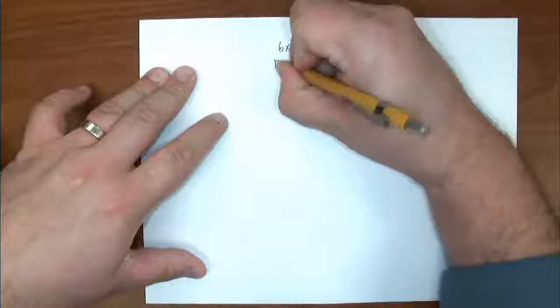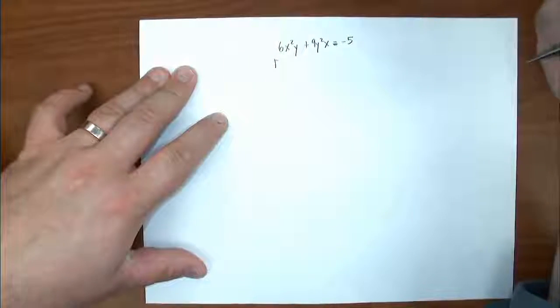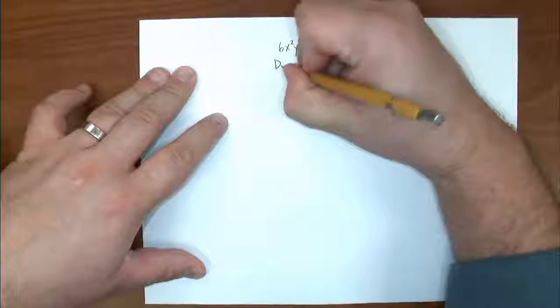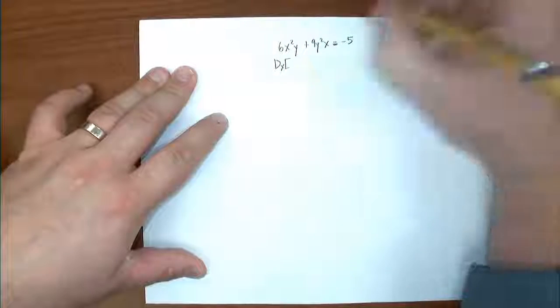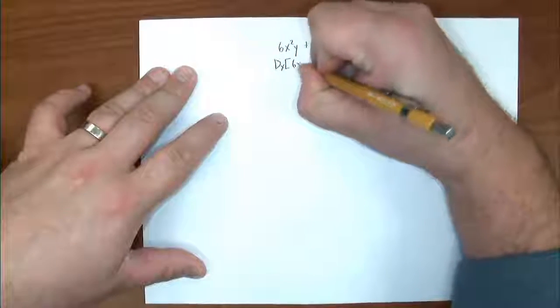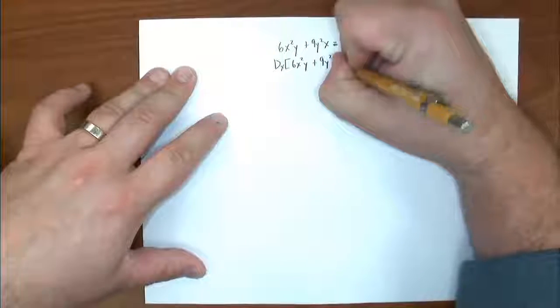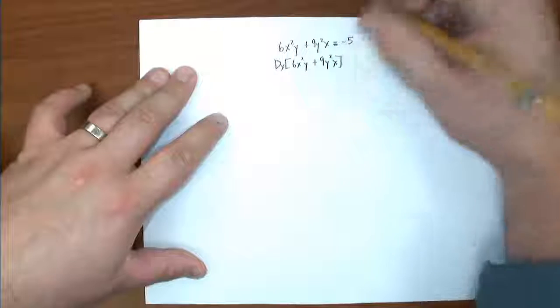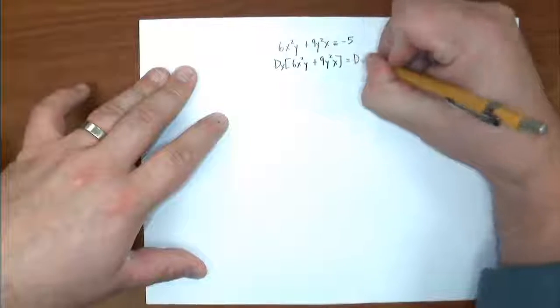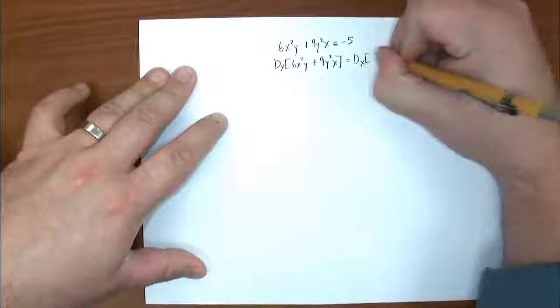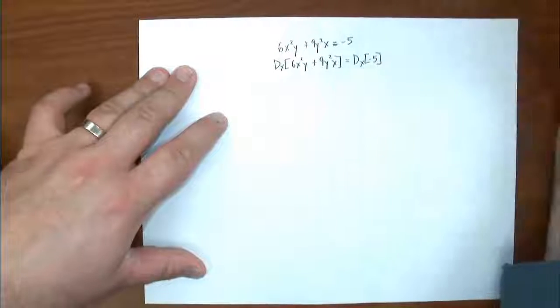So take the derivative with respect to x of the entire left-hand side. So 6x squared y plus 9y squared x. And the derivative of the entire right-hand side, which is not very much, but there it is.